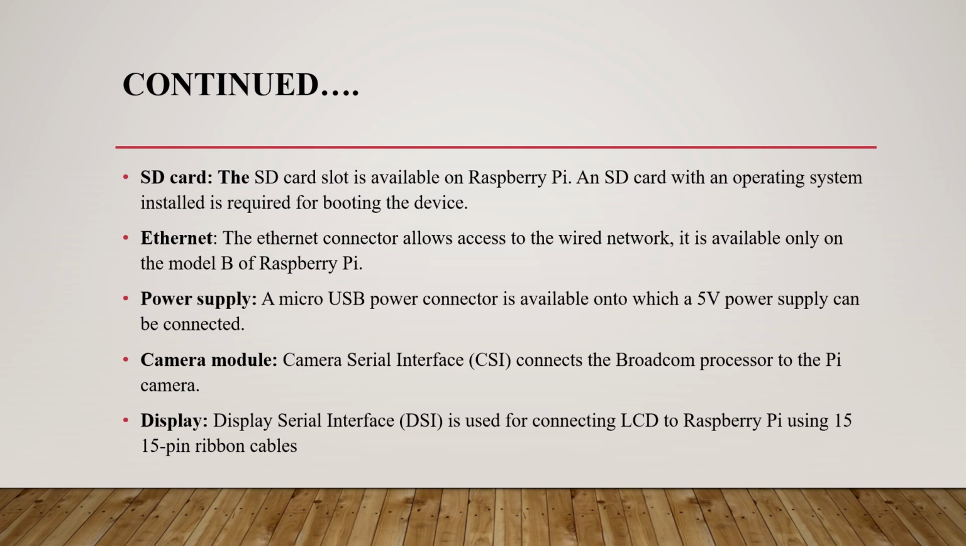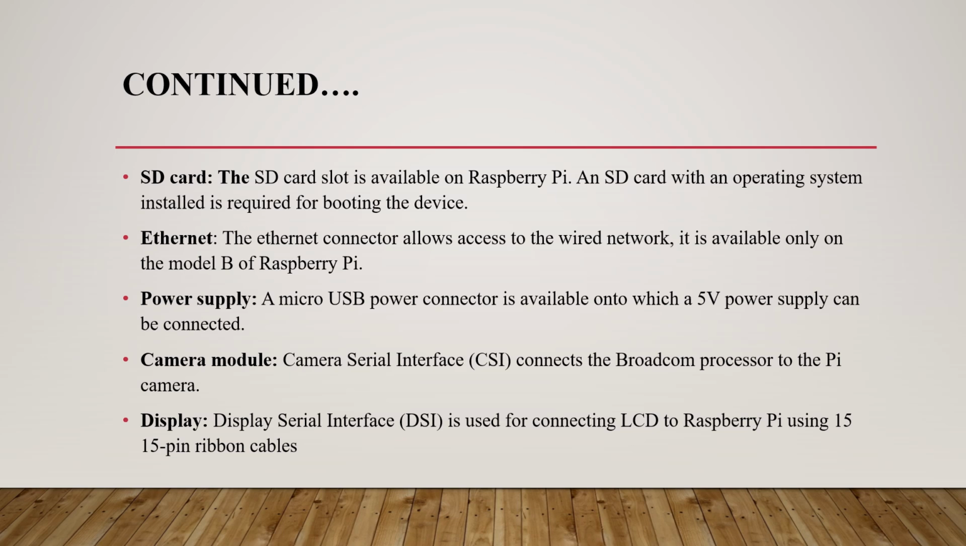It also has some other components like SD card, Ethernet, power supply, camera module, and display. The SD card slot is available on the Raspberry Pi. The SD card is also integrated with an operating system. It is installed in the Raspberry Pi because it is required for booting the device. Ethernet: the Ethernet connector allows access to a wired network and it is available only on certain models of Raspberry Pi.